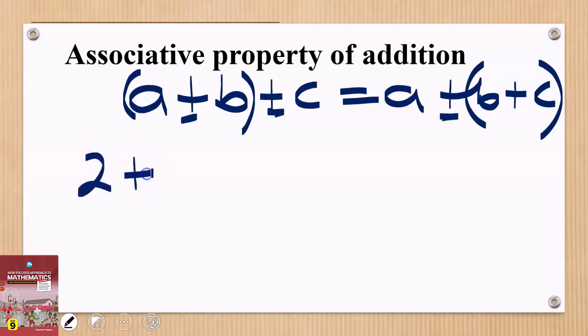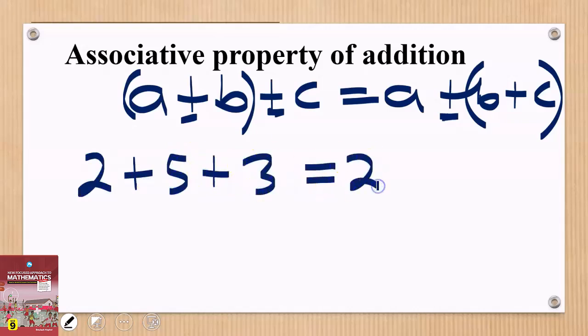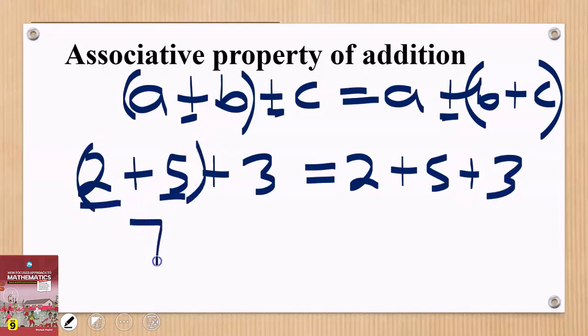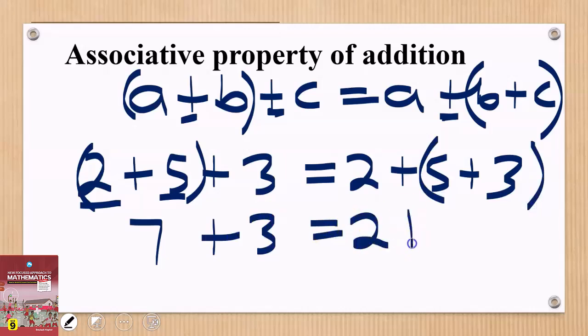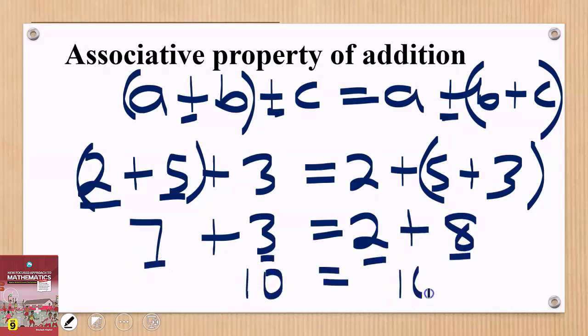I have 2 plus 5 plus 3. 2 plus 5 plus 3. I've written the same thing. Nothing has changed, right? Good. Let me add 2 plus 5 here first, and that will give me 7, then plus 3. This time around, let me add 5 plus 3 first. So I'll keep my 2. 5 plus 3 is 8. 7 plus 3 is 10. 2 plus 8 is 10.